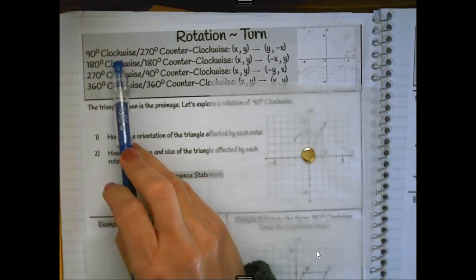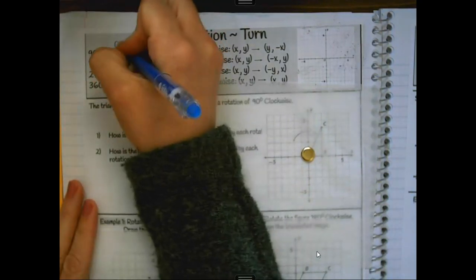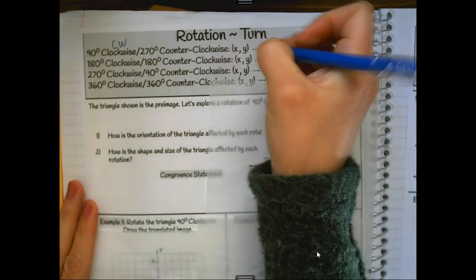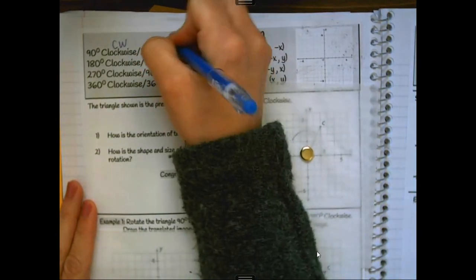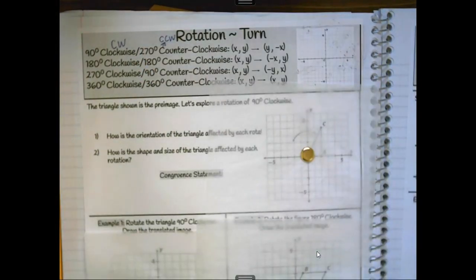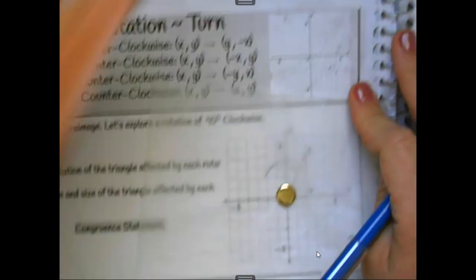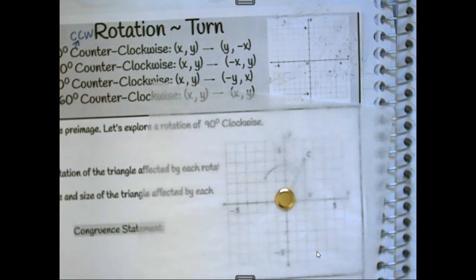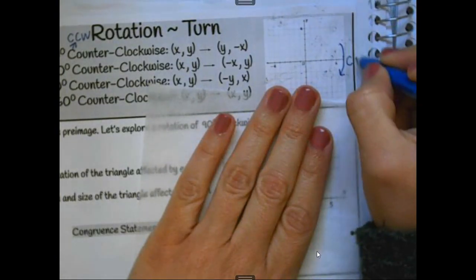And there's two directions. There's clockwise, which I'm going to abbreviate as CW, and then there's counterclockwise, which I'm going to abbreviate CCW. All right, so let's take a look at a graph and let's talk about what 90 degrees looks like, 180, 270, and then 360. So clockwise goes in this direction. So we're going to label that clockwise.